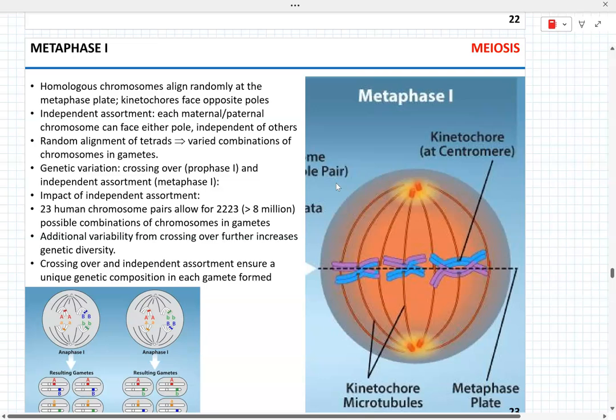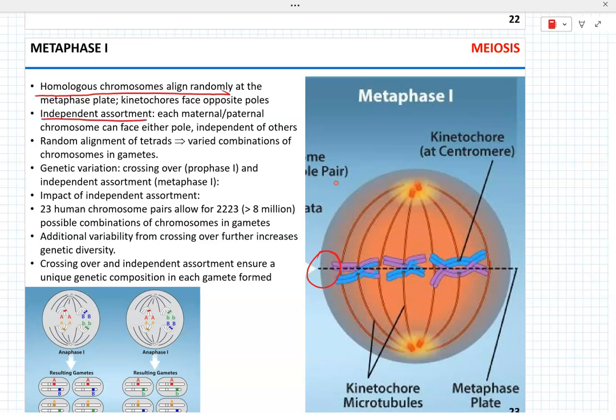During metaphase, the homologous chromosomes randomly align at the metaphase plate. Now, this is the second source of genetic variation during meiosis. It's called independent assortment. So each chromosome, whether it is maternal or paternal, can potentially face either pole of the cell independently of others. So the arrangement of each pair does not depend on the arrangement of other pairs. So this random alignment of tetrads results in a great variety of combinations of chromosomes in gametes.